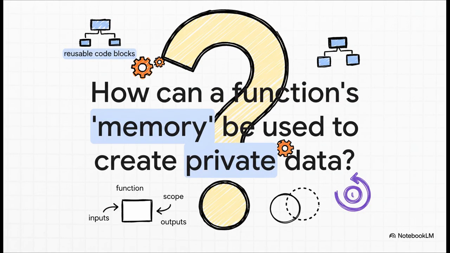But before you go, I want to leave you with something to think about. We've seen how closures give functions this incredible memory. So how could you use that memory to create variables that are totally private and protected, only accessible through specific methods you create? It's a really powerful pattern, and it all starts with what you learned today.